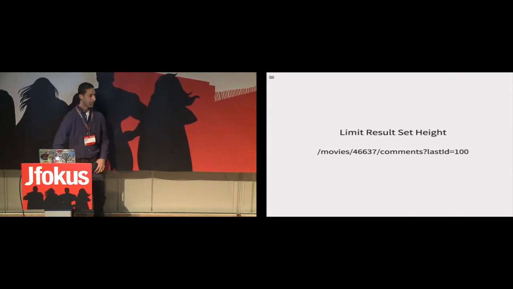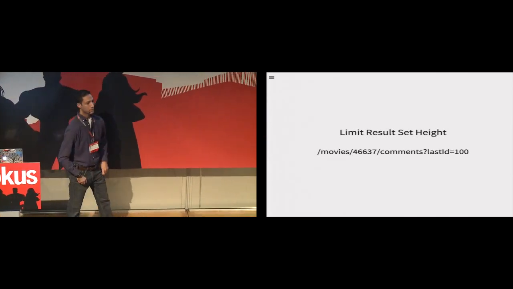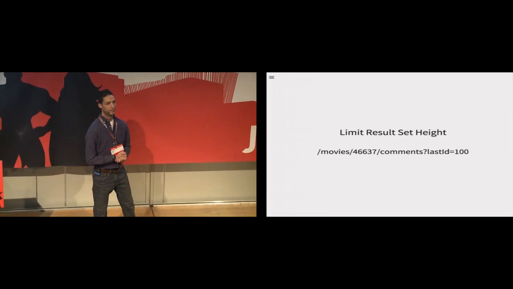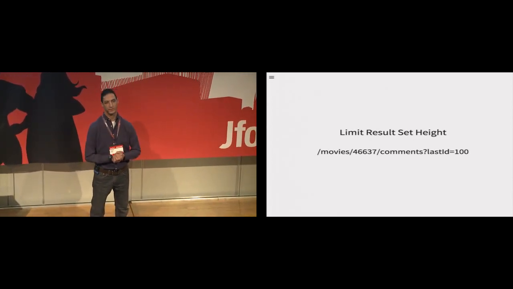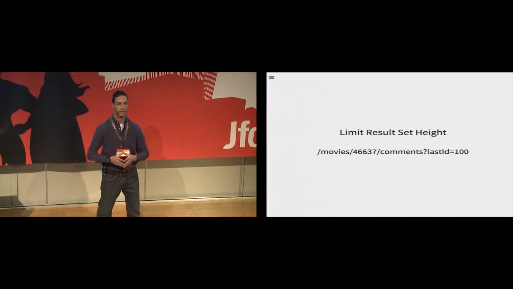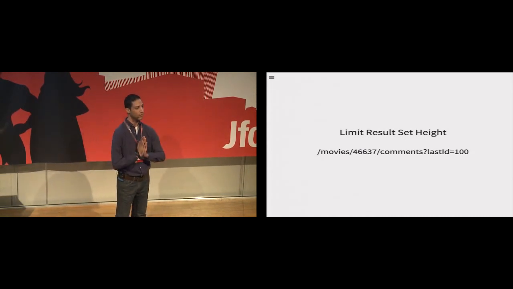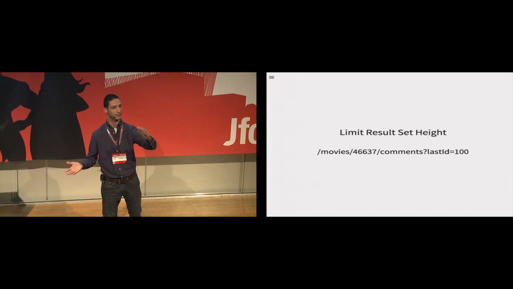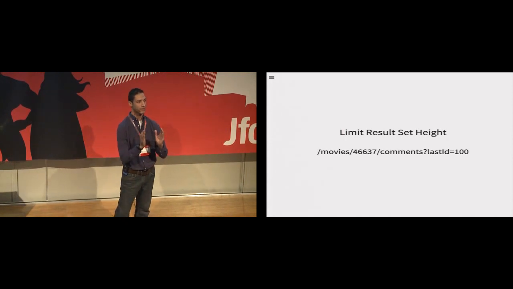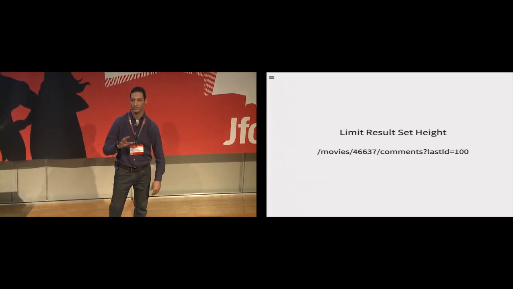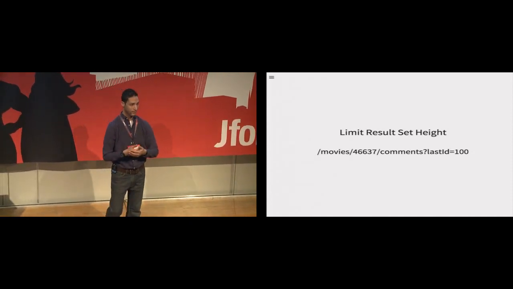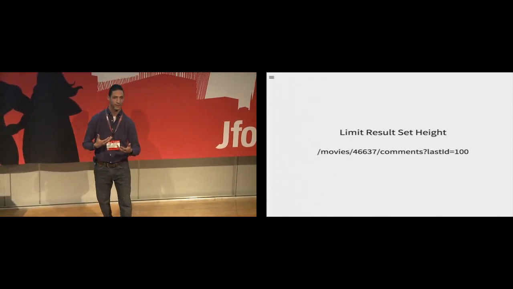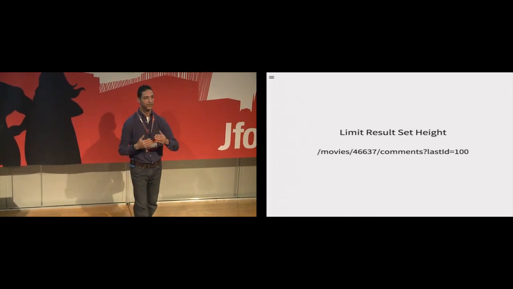Another thing, think about your result set. I'm getting comments about a movie. There are thousands of comments, for example. So why do I have to get all the thousands? I have to limit the results. I'm getting 5 by 5 comments. When you scroll down, for example, I get the next 5. Do you get the idea? Limit the result set height.